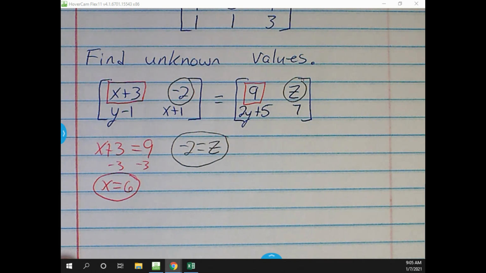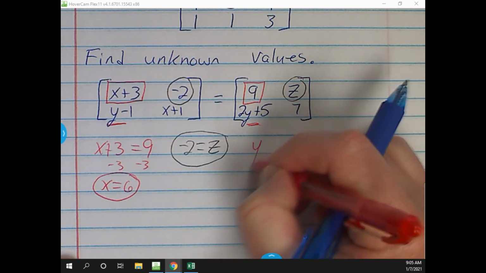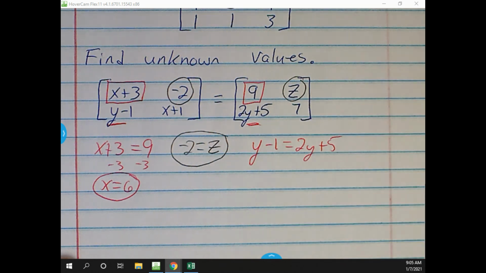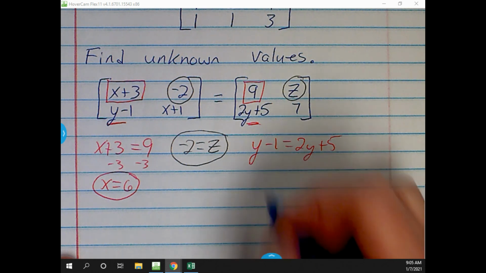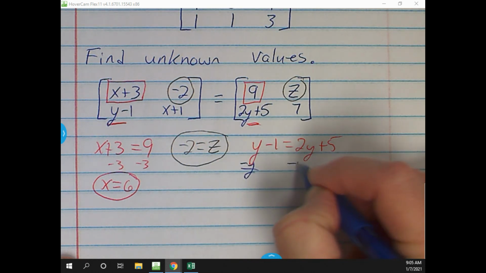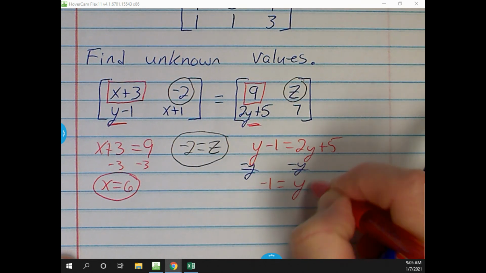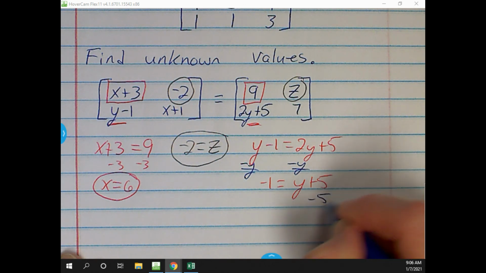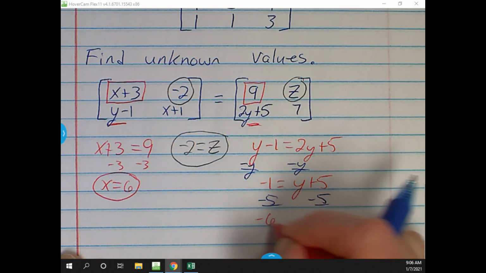And then on the bottom row, you've got a y minus 1 that's here and the 2y plus 5 that's here. So we'll set those two equal to find out what's going on. Okay, subtract the y, move it over here. And then from there, get the y by itself, so we'll subtract 5 from both sides. So y would equal negative 6.